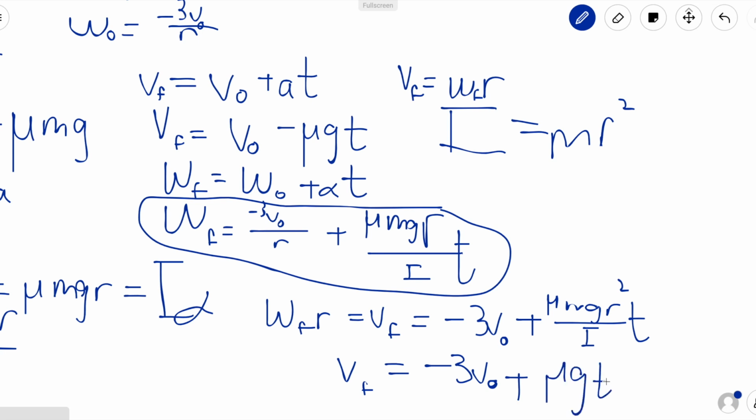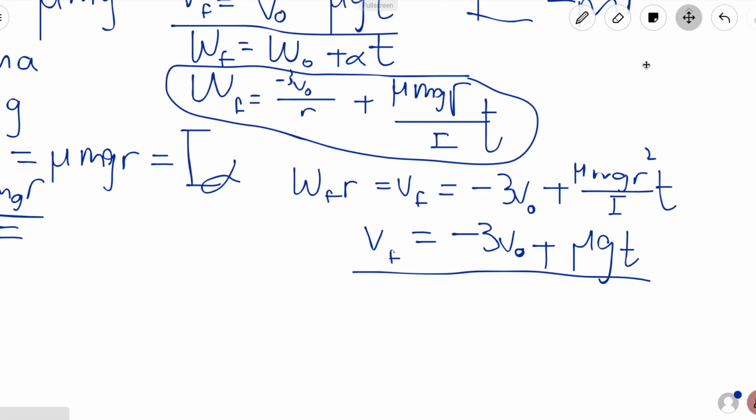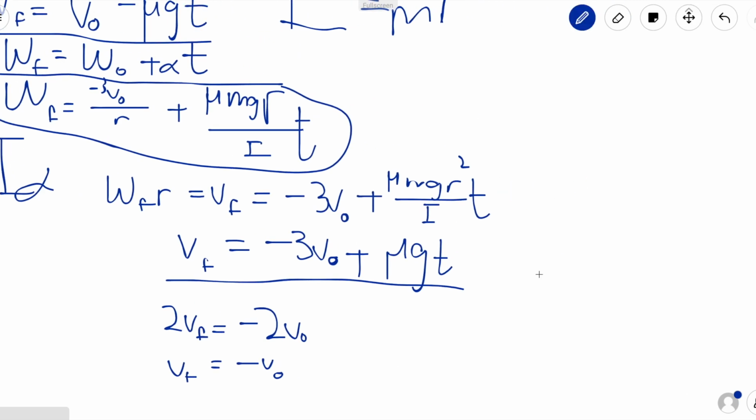Now we can add these two equations together: vf equals v0 minus mu gt, and vf equals negative 3v0 plus mu gt, to cancel out the t, and we can use that to find vf. So if we add them together, we eventually get 2vf equals negative 2v0, which means that vf is equal to negative v0.